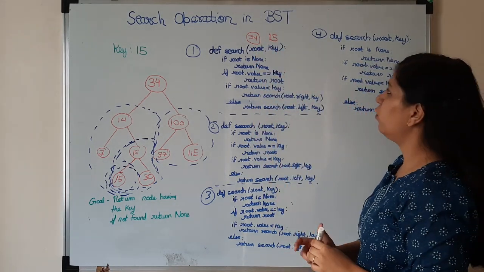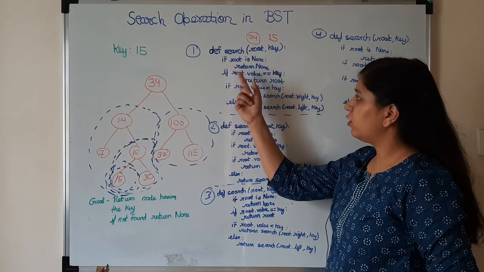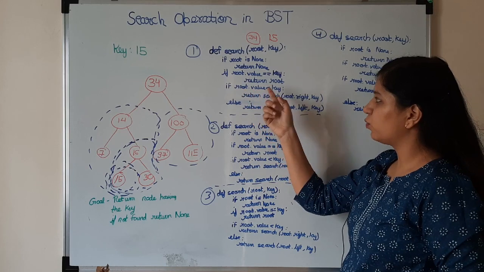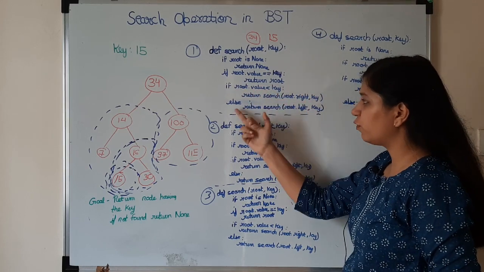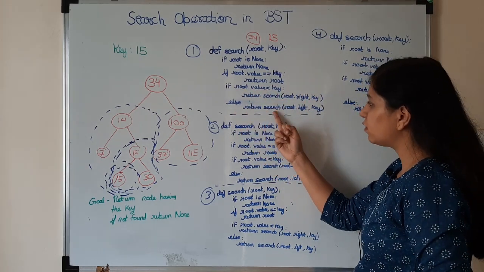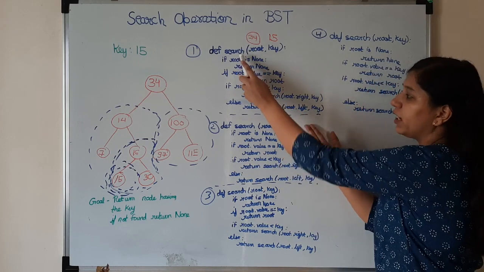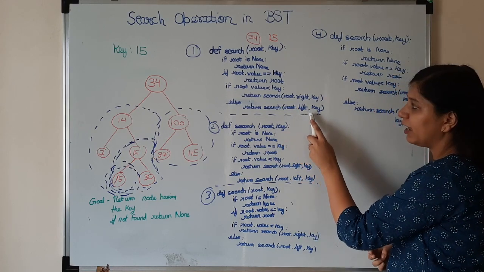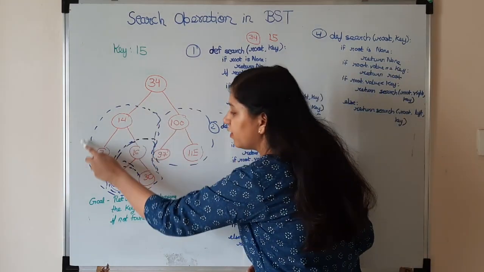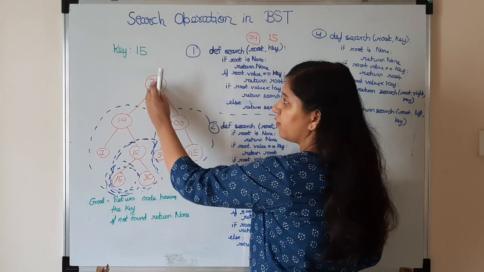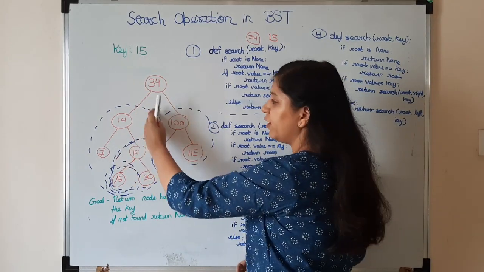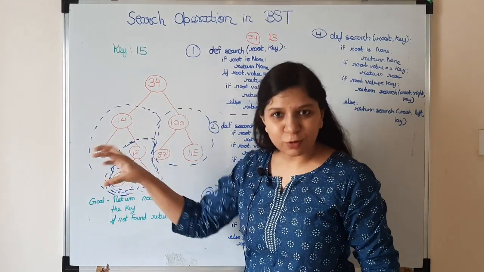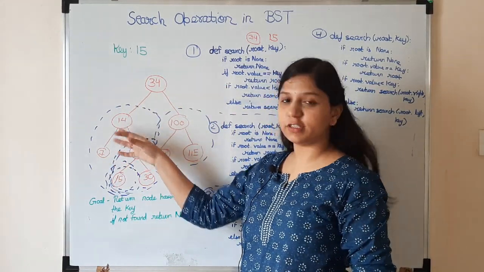Now, if root is none, no. If root.value is equal to key, no. If root.value is less than key, no. So we'll go to else: return search(root.left). So we are calling this function again, and we are passing root.left. Root.left means this subtree. Since the key is lesser, we are sure that we'll get the result in the left subtree. So I am passing it the root node of the left subtree, which is 14.